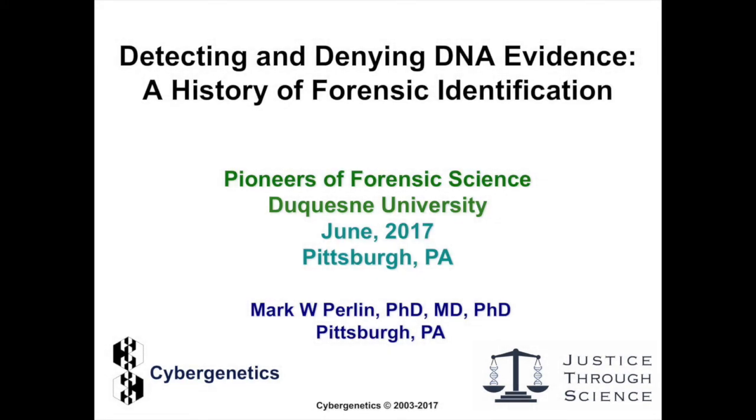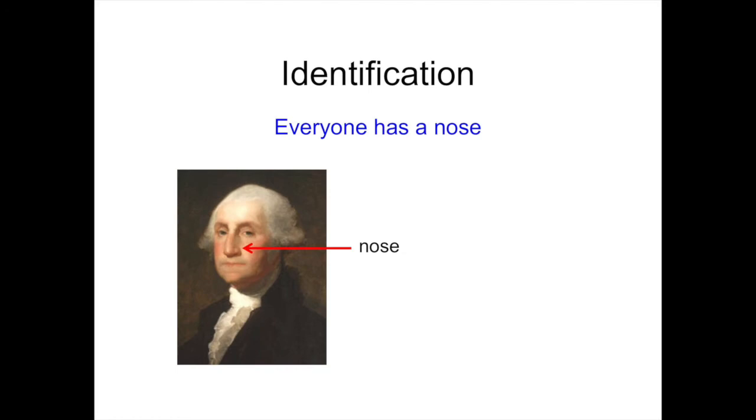Today I'll be talking about detecting and denying DNA evidence, a history of forensic identification. So let's start with a historical figure. This is first President George Washington. And if we look at forensic features, we can see that President Washington has a nose.